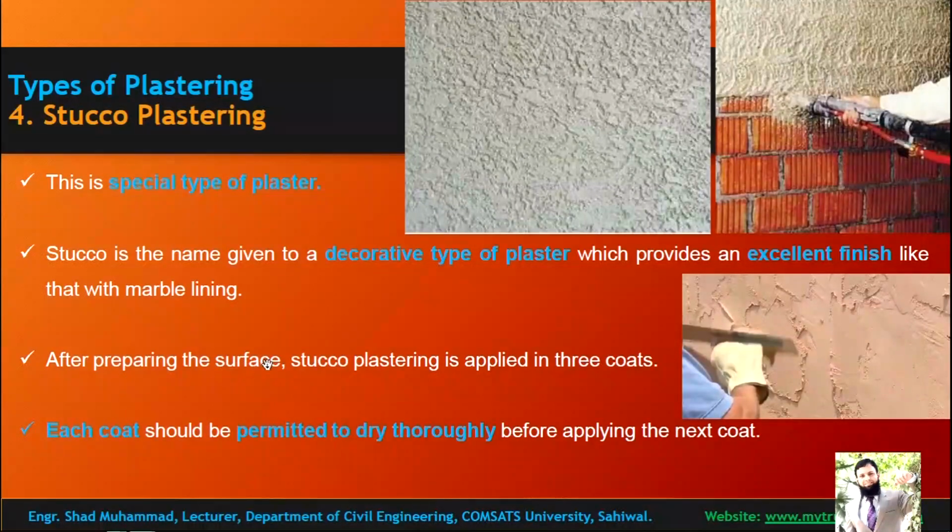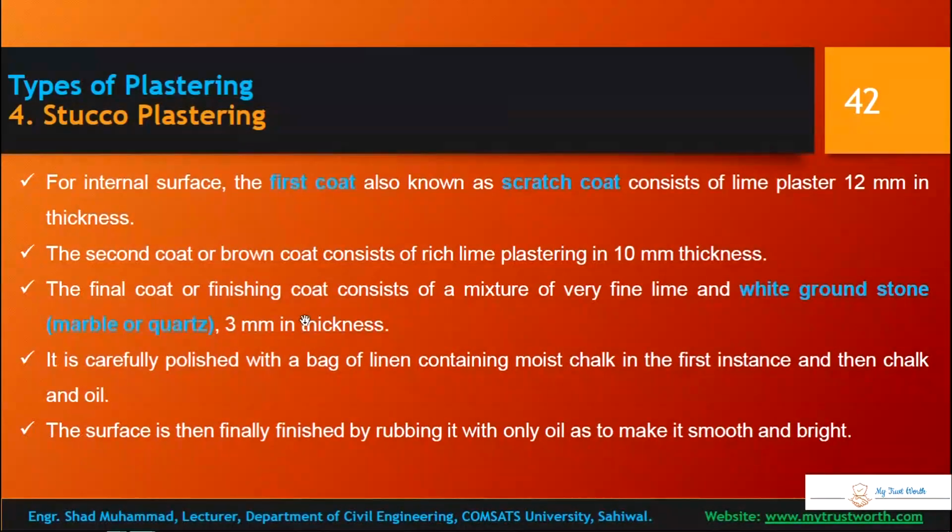After preparing the surface, stucco plastering is applied in 3 coats, 3 layers. Each layer should be permitted to dry thoroughly before applying the next coat. For internal surface, the first coat is also known as scratch coat. Scratch is the basic word used for rough coat, consisting of lime plaster 12 millimeter in thickness. First, you have to provide lime plastering.